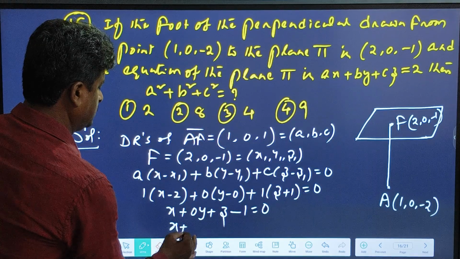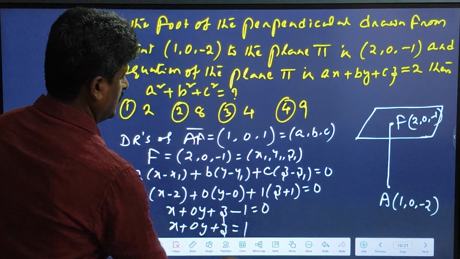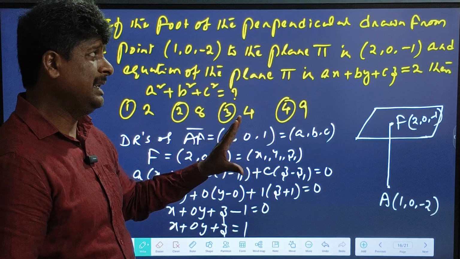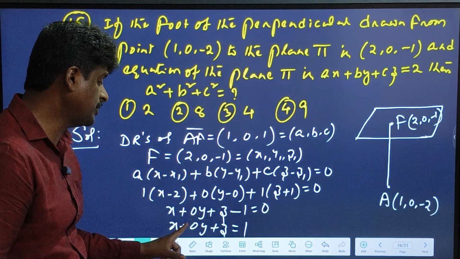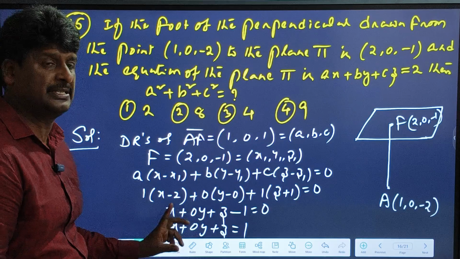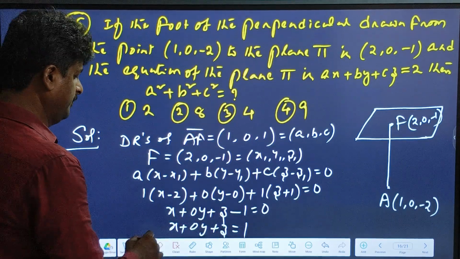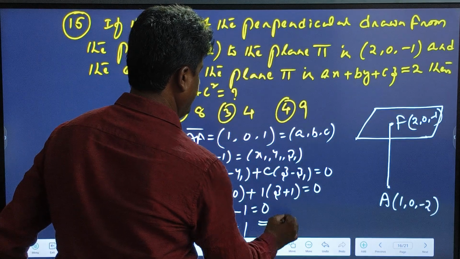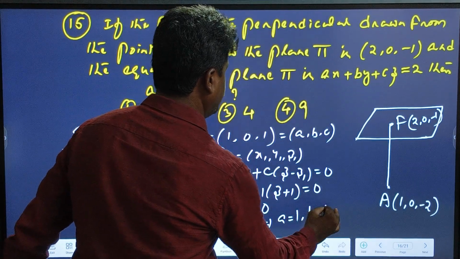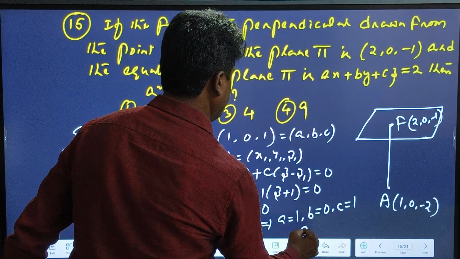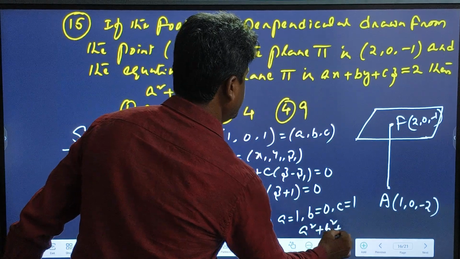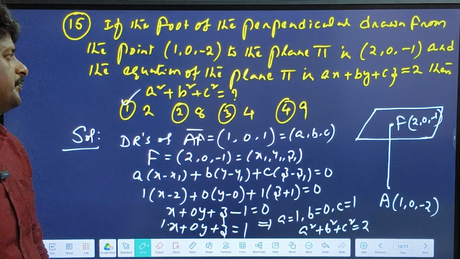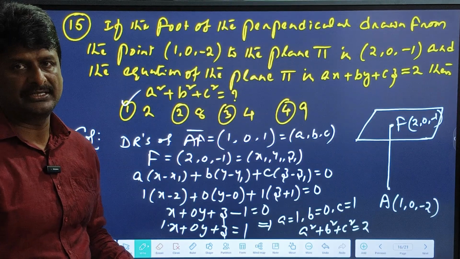So x plus, there may be any number of constant. Adjustment of constant does not depend upon ABC values. Okay, no problem. Here a value 1, b value 0, c value 1. A is equals to 1, b is equals to 0, c is equals to 1. A square plus b square plus c square will be 1 square plus 1 square, 2. First option is right answer.